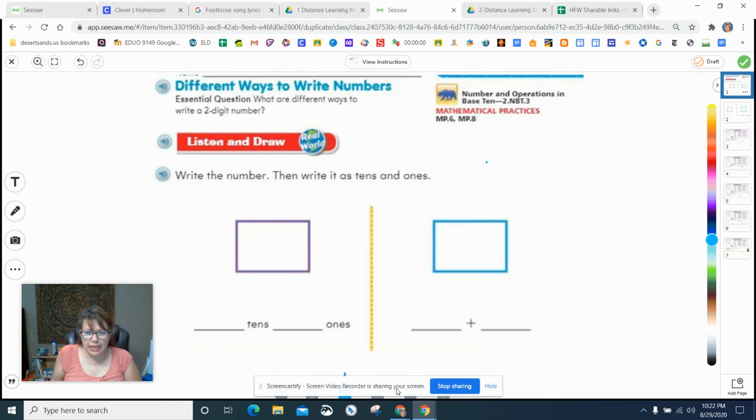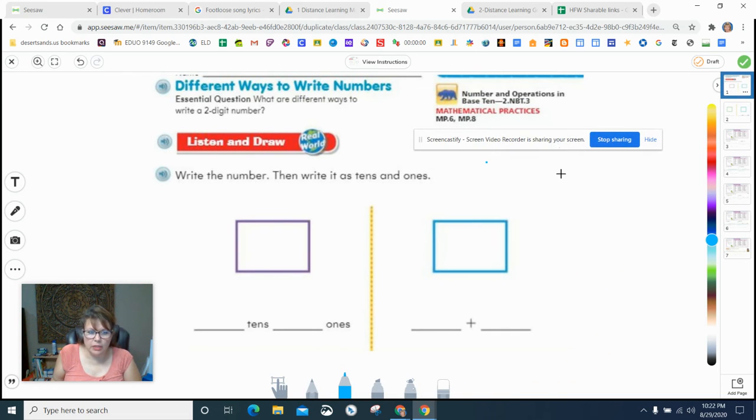Hi, boys and girls. In this lesson, we're going to learn different ways to write numbers. Now, we already learned how to do the standard form, picture, number, and word, and we also did expanded form. So we're going to be adding the word in a word. But let me show you.